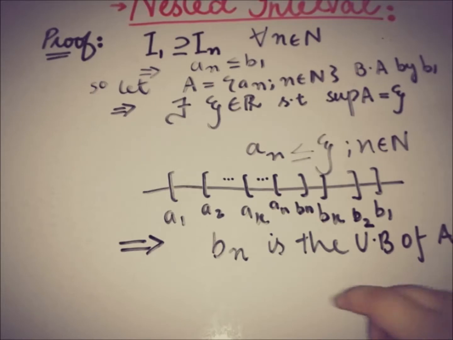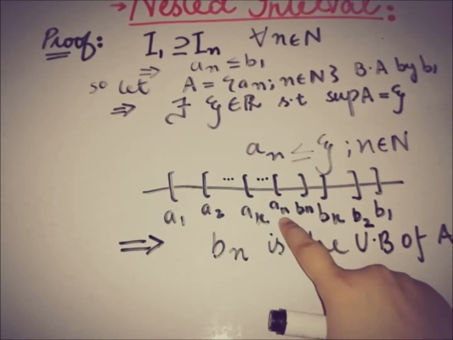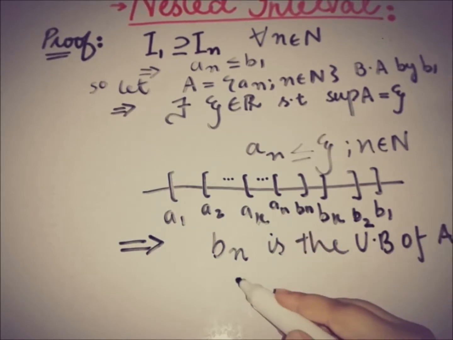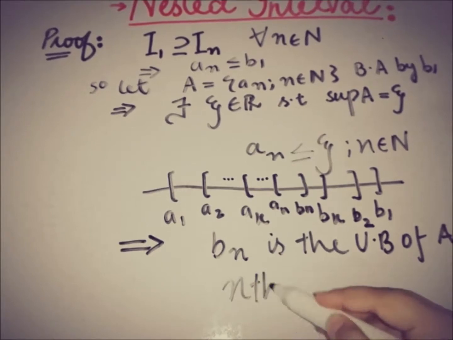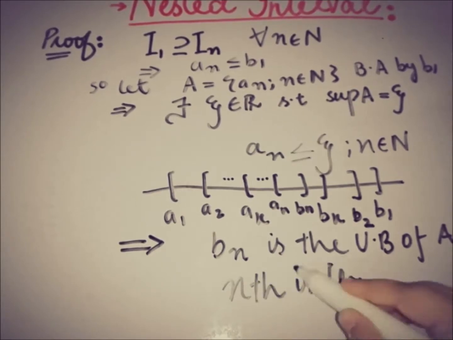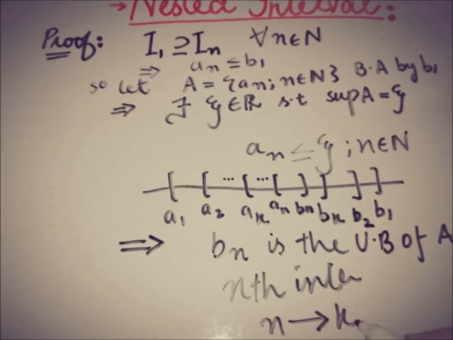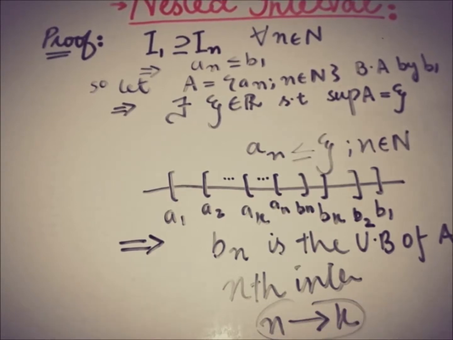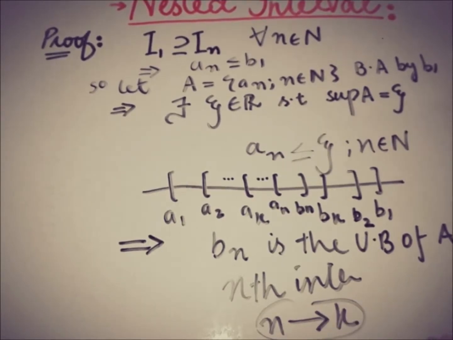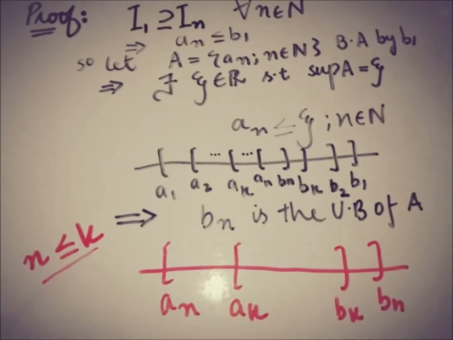Now, looking at the other angle, there are two possibilities if we're talking about the nth interval. n can be less than or equal to k, and n can be greater than or equal to k. So we are going to talk about the two possibilities. This is the case when n is less than k.